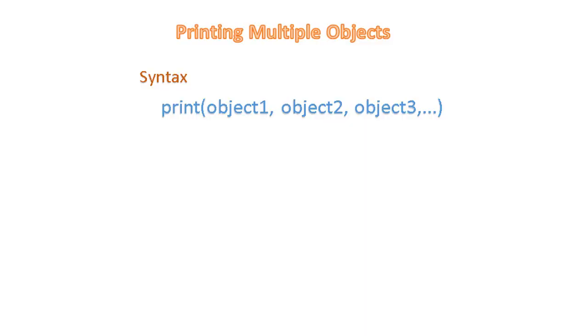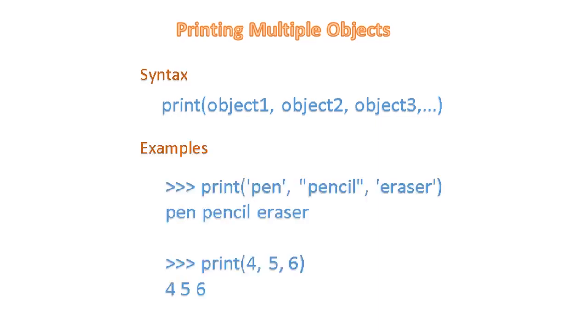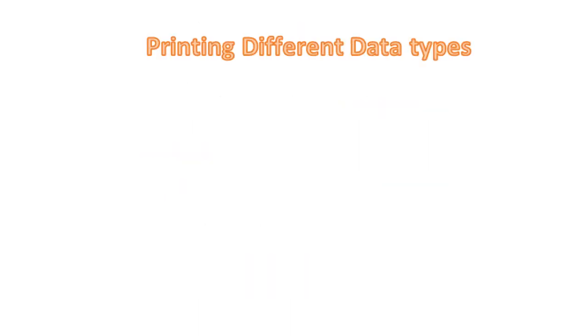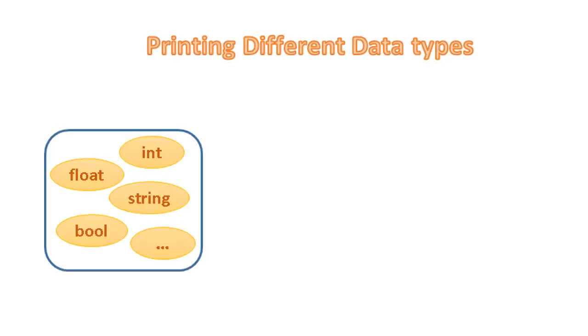Printing multiple objects. This is the syntax to print multiple objects. We can print multiple objects or values by passing objects separated by a comma to the print function. These are the examples. We can also print objects with different data types.